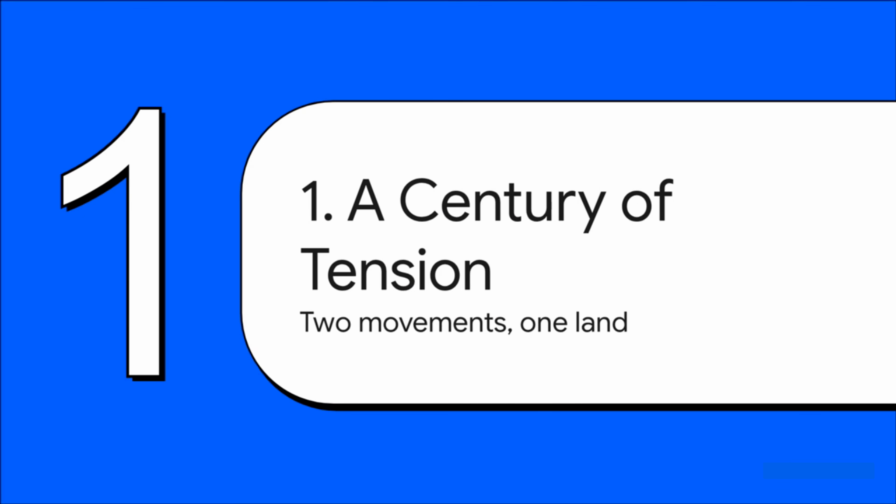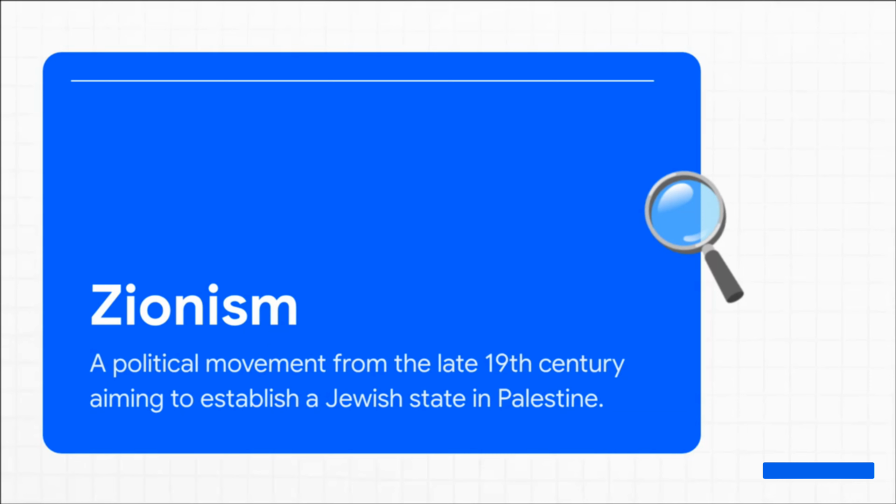Look, the roots of this conflict go way deeper than the last few years, or even the last few decades. We're talking about a story that started over 100 years ago, when two different groups, two powerful nationalist movements, wanted the exact same piece of land. So let's set the scene.